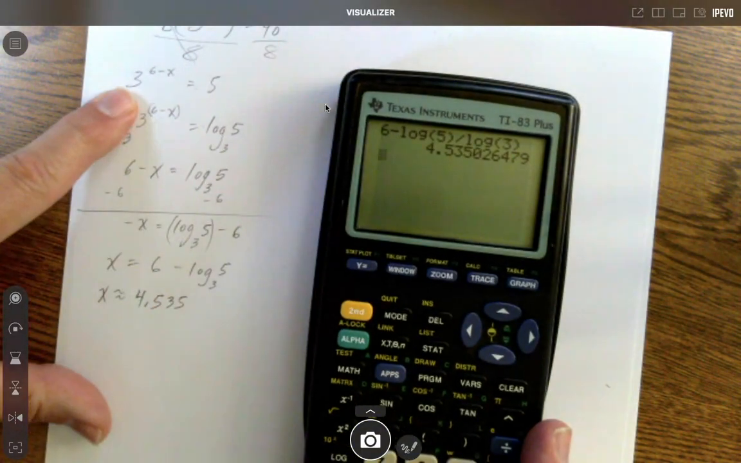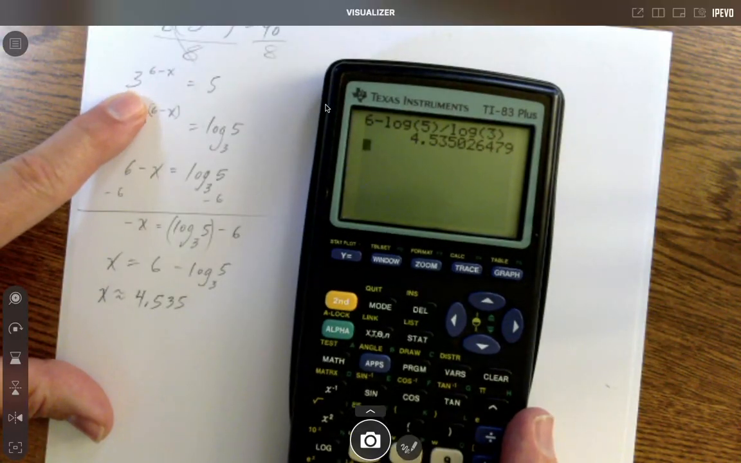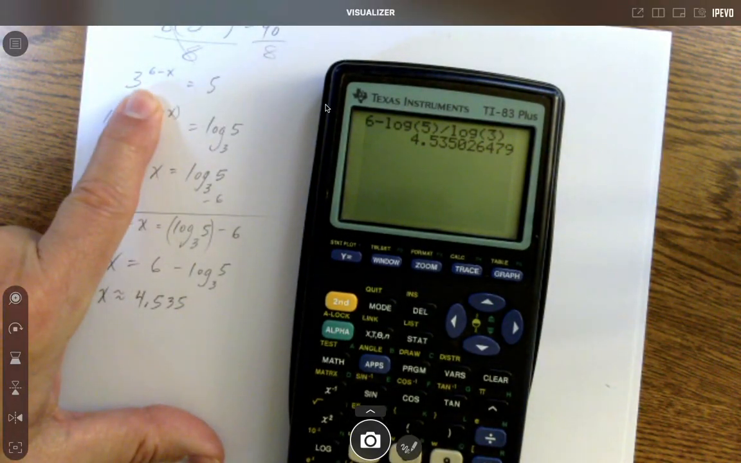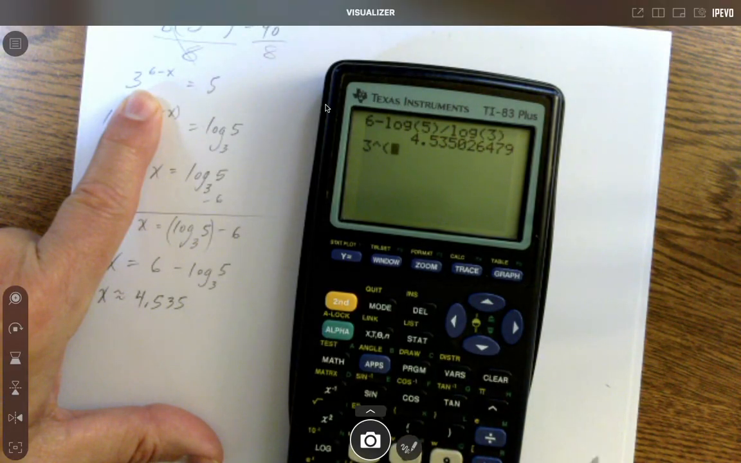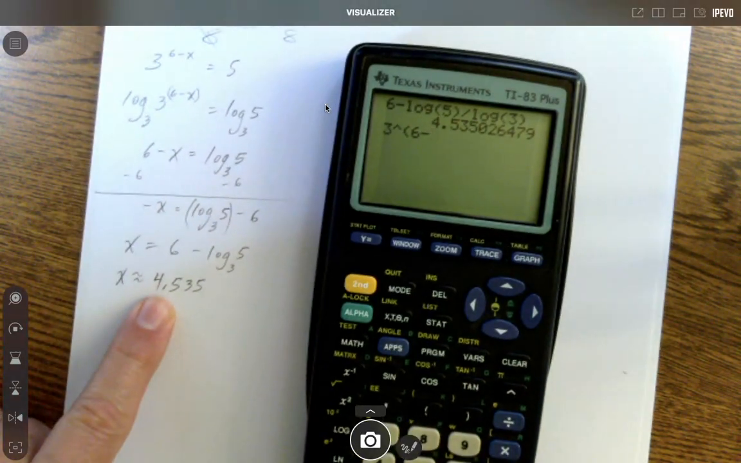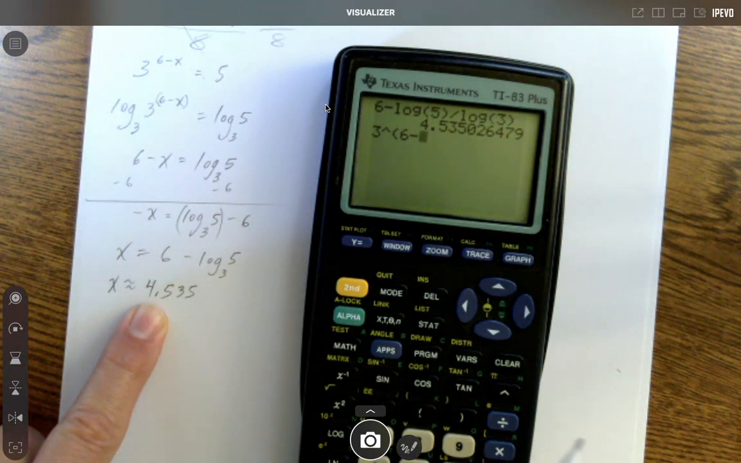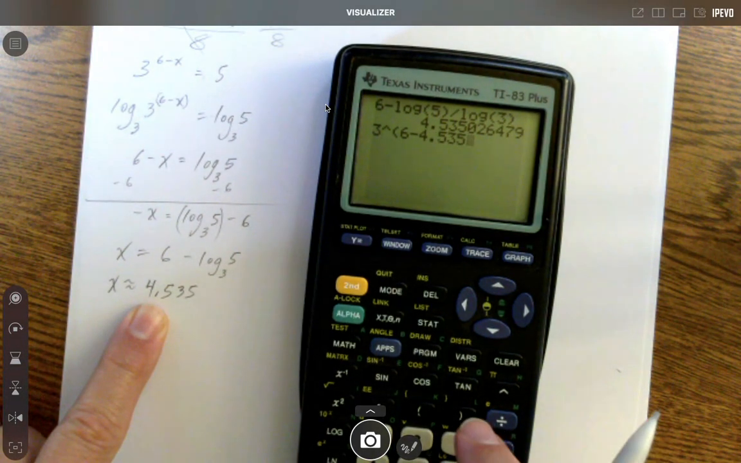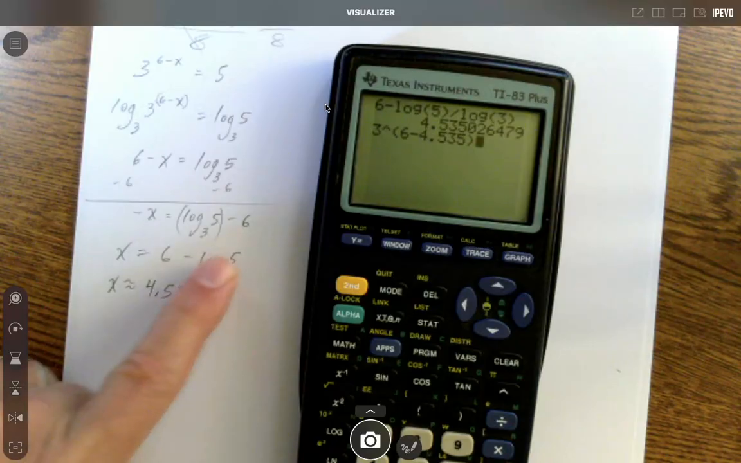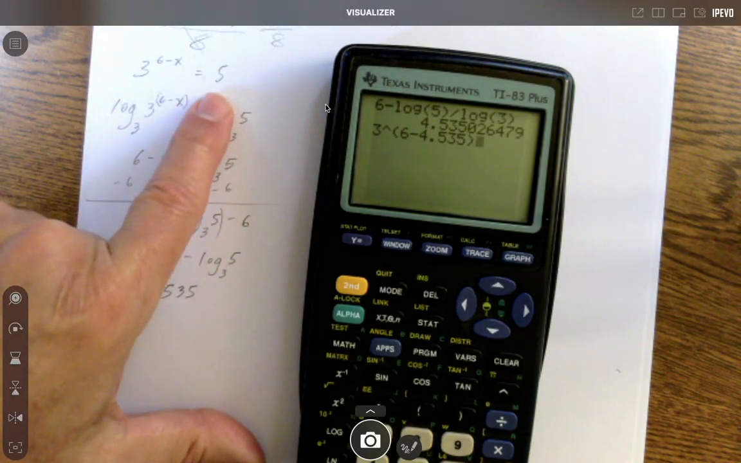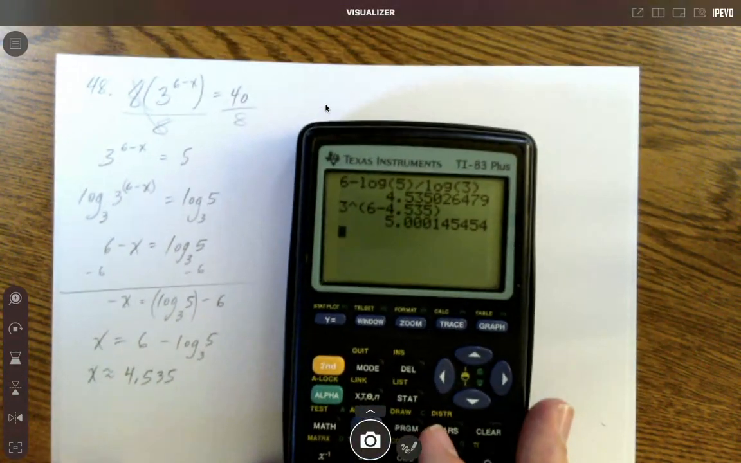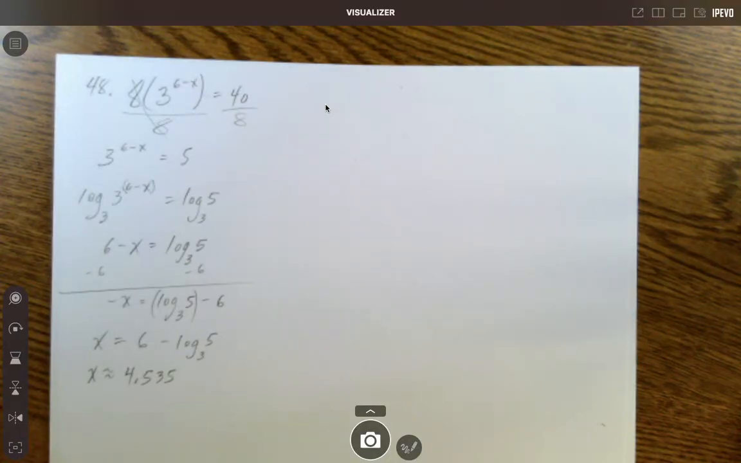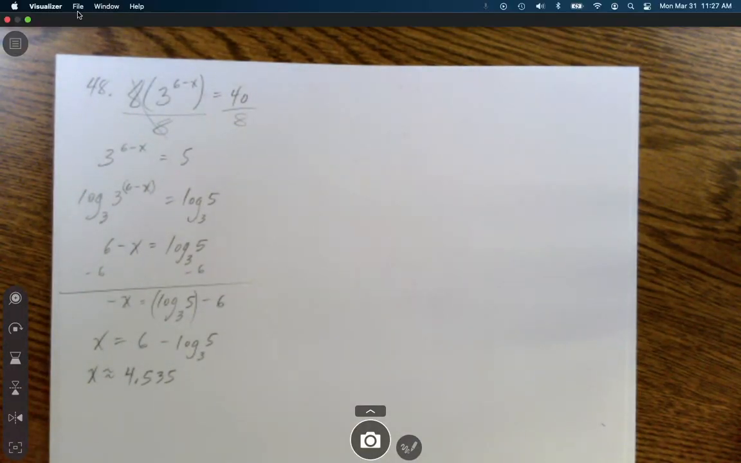So let's see if this works. 3 raised to the 6 take away that number, 4.535, should give me 5. And it does, with round off error. All right, so that's 48.